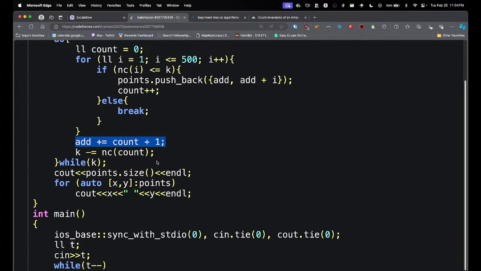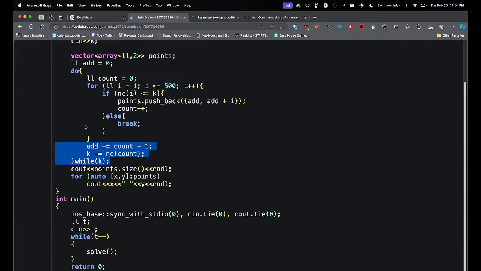And then I subtract k. Yes. And then I do while k exists, and at the end of the day I print out the points. That's it. Simple.